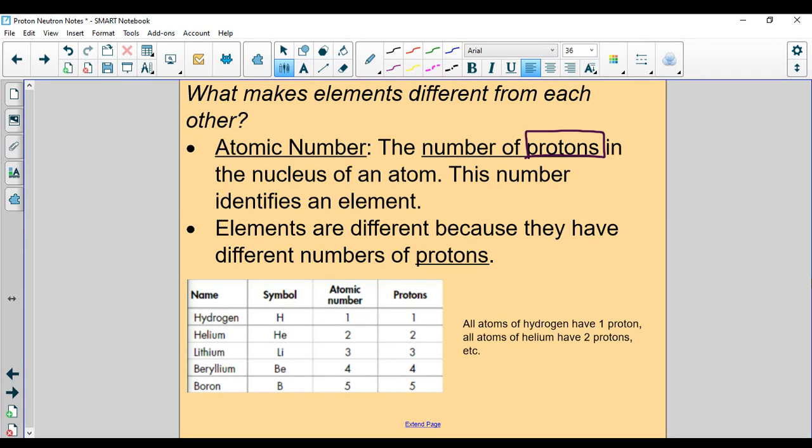So the data table you see at the bottom is simply listing out some of the different elements at the beginning of the table and their atomic number, which is equal to the number of protons. So any atom with only 1 proton is an atom of hydrogen. Any atom with 2 protons is an atom of helium, and so on and so forth. The number of protons defines what element we're looking at.